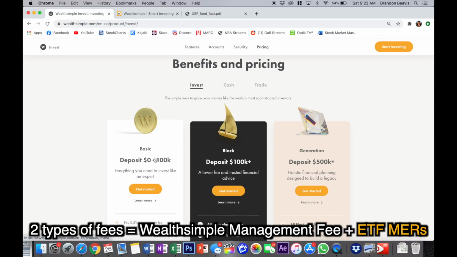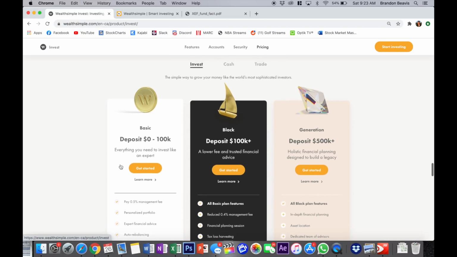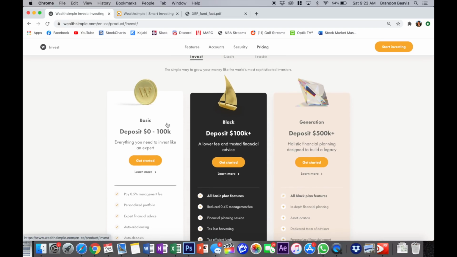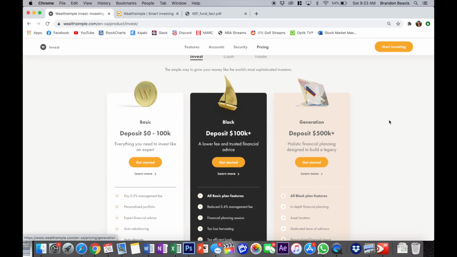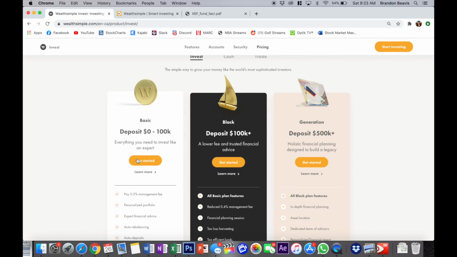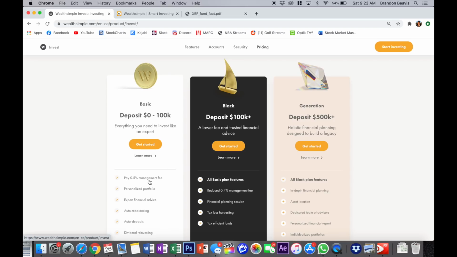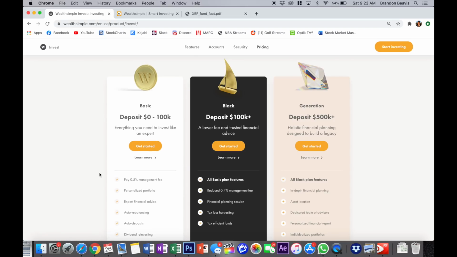Let me explain. By taking a look at these different tier prices, we have the basic tier, the black tier, and then the generation tier. Depending on how much money you put onto this platform, depending on how much money you decide to invest, you will be hit with a different management fee. And this first fee that we're talking about is simply Wealthsimple's fee. They provide you with this service of a Robo-Advisor. They suggest a portfolio for you. They auto-rebalance your portfolio. They'll help keep you on track. That does not come free. That comes at a fee.